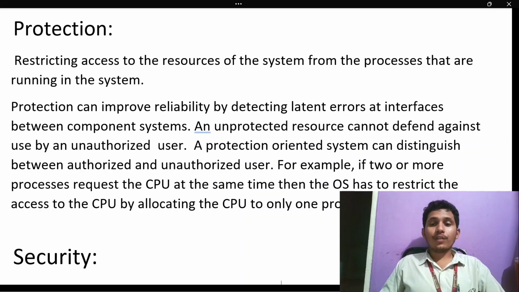For example, if two or more processes request the CPU at the same time, then the OS has to restrict the access to the CPU by allocating the CPU to only one process at a time. So let's say there are two or more processes running at the same time, but the CPU needs to be allocated to only one process in order to protect the processes from one another, in order to restrict the access from one another. This is protection.